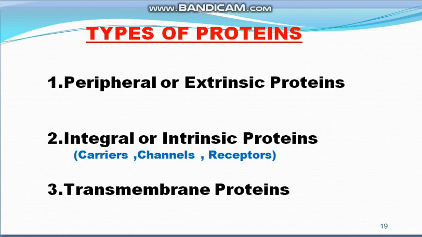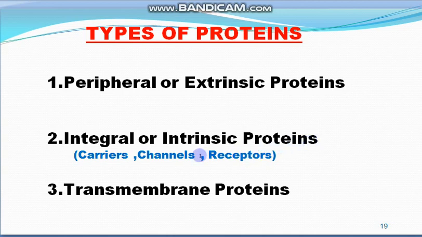The second type of proteins are known as the integral or the intrinsic proteins. These proteins are embedded in the bilipid layer. As you know the structure of the cell membrane, there is the bilipid layer, and these integral or intrinsic proteins are embedded in that bilipid layer and they cannot be removed easily, and they give shape to the membrane. And these proteins can act as carriers or channels or receptors.